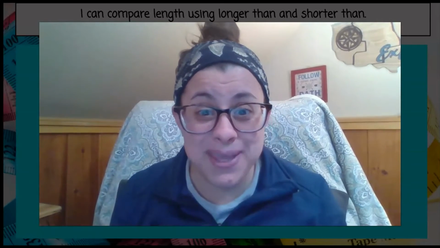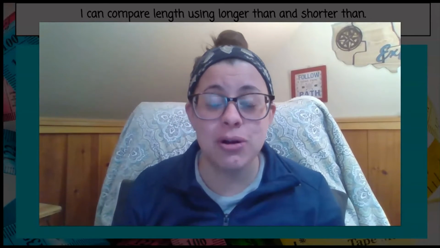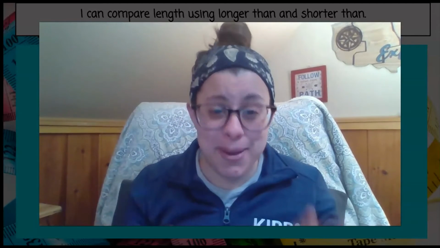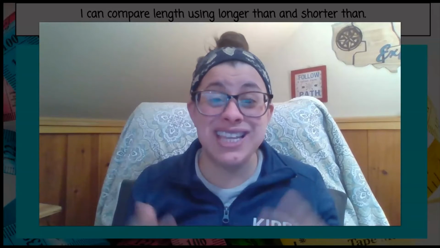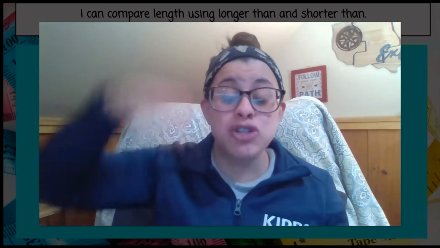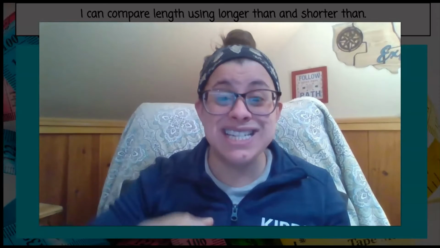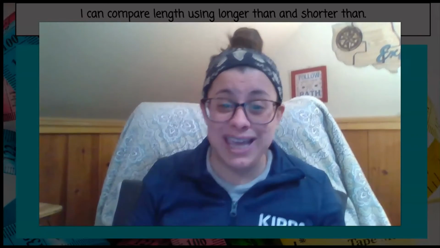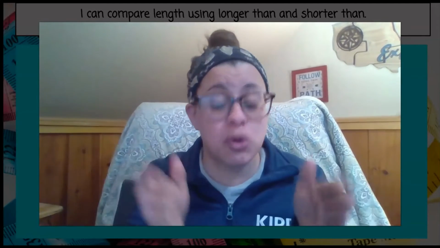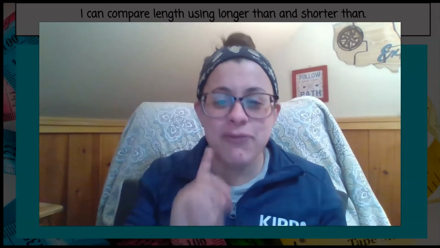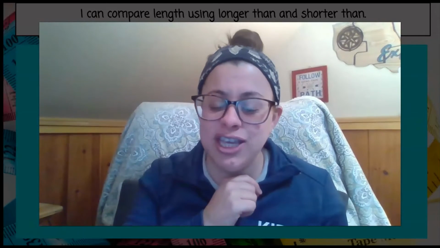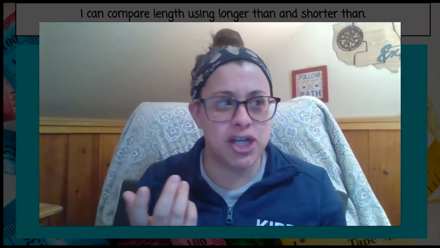Yesterday, we began our new math module all about measurement. Remember, measurement is when we're finding the size of something, maybe how tall or how short. We did that yesterday with height. Today, we're going to explore length, longer than or shorter than. So before we go into our math thinking job, let's talk about measurement.